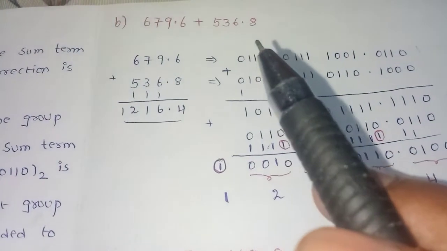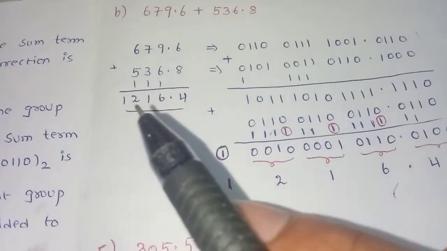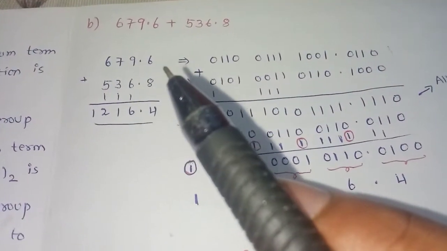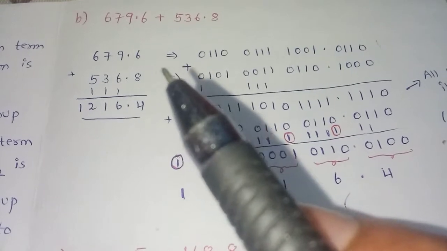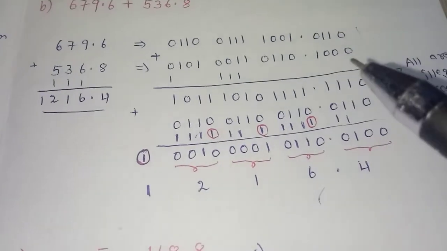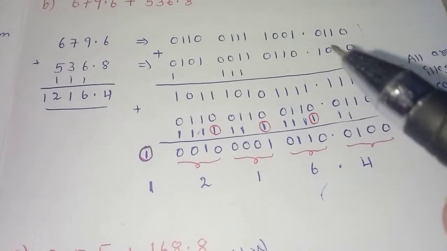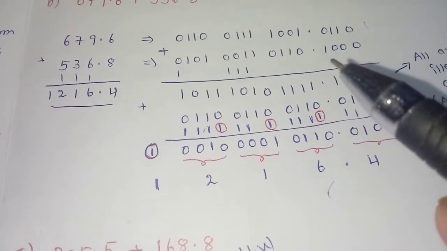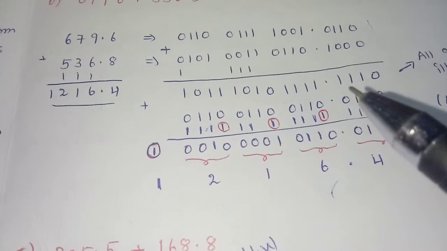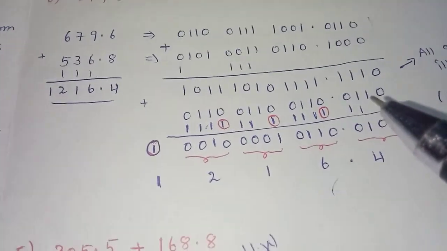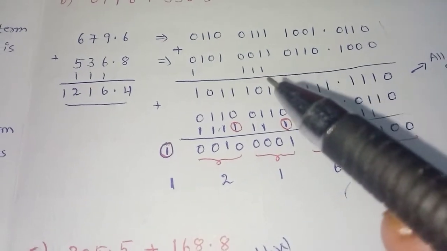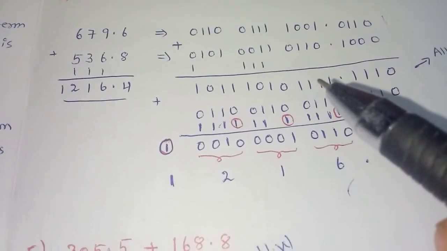Now look at one more example. 679.6 plus 536.8. If you perform the addition here, it is 1216.4. Express 679.6 and 536.8 in BCD like this. Now perform the addition: 0 1 1 1. If you observe, this group is not generating any carry, but it is an illegal code. That's why we have to add 6 here. Then 1 1 1 1. Once again there is no carry, but the sum term is an illegal code.